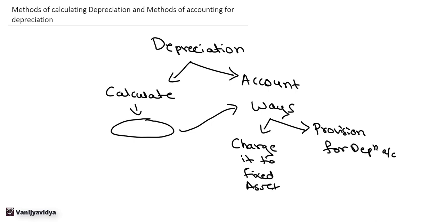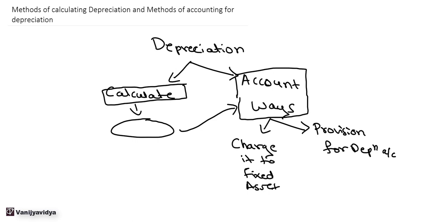Now first we will see how to calculate depreciation using various methods. Then we will see what are the accounting ways in which a depreciation can be recorded in the books of accounts. So now let's see what are the methods of calculating depreciation.